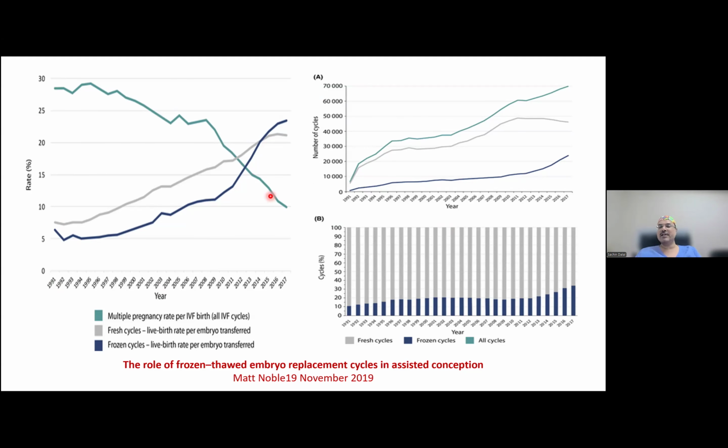And why has this occurred? Because we've all come down to transferring a single blastocyst or a double blastocyst transfer. And as seen in this graph, the fresh cycles have increased, but over the last few years, there is a tapering while the frozen cycles have increased. Similarly, as you can see in this graph over the years, the number of fresh cycles has plateaued and is slightly coming down, while the number of frozen cycles in the same years has been going up.